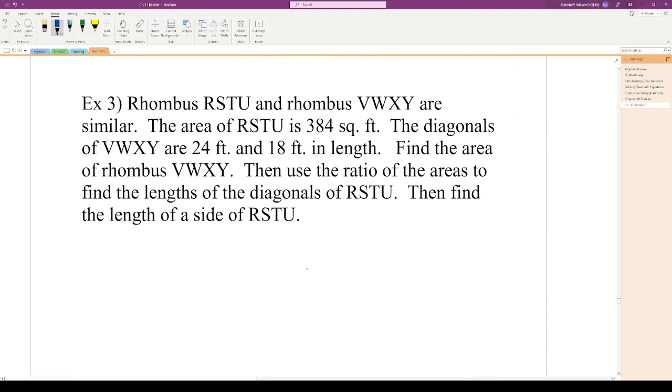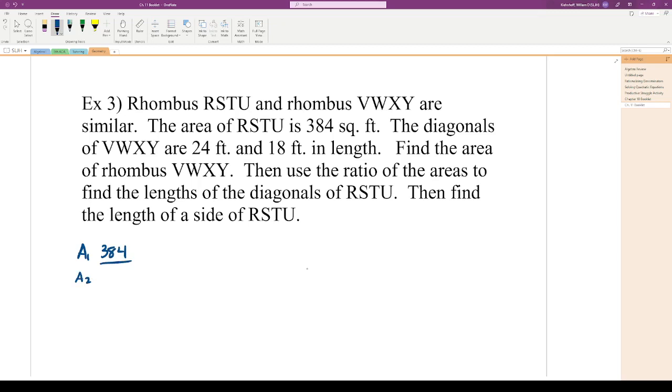Rhombus, they're similar. Area of the first one is 384. The diagonals are 24 and 18 for the second one. Okay, so now we actually do need an area formula. So area 1 is 384. Area 2 is 1/2 the product of the diagonals. We learned about that earlier.